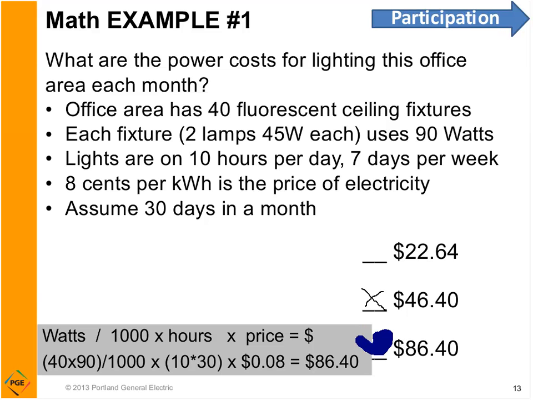Here's my answer. The wattage is 40 fixtures at 90. You divide by 1,000 times the 300 hours, 10 hours a day, 30 days, times the 8 cents. I get $86.40.